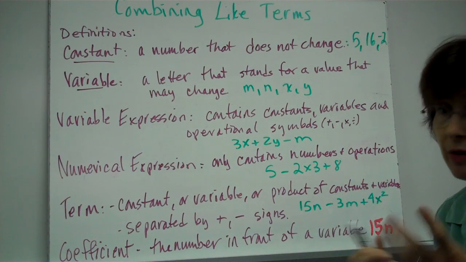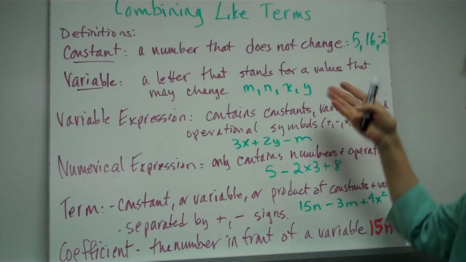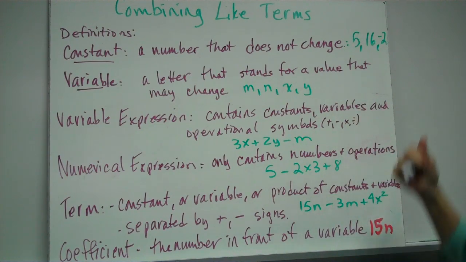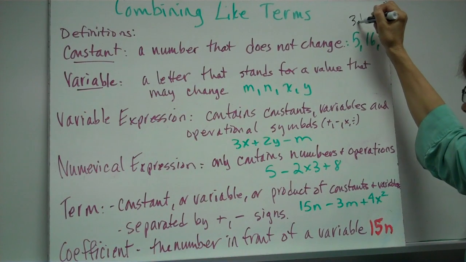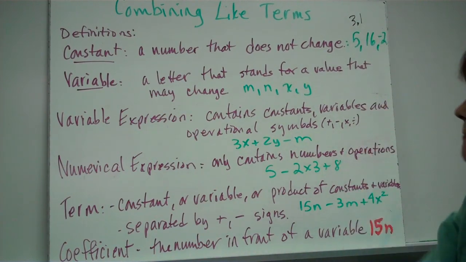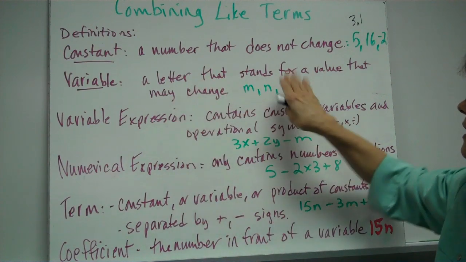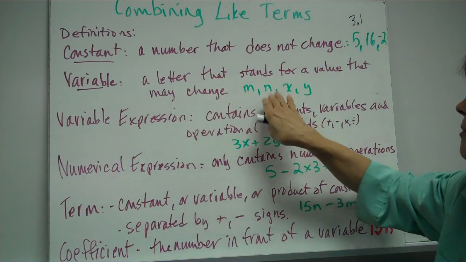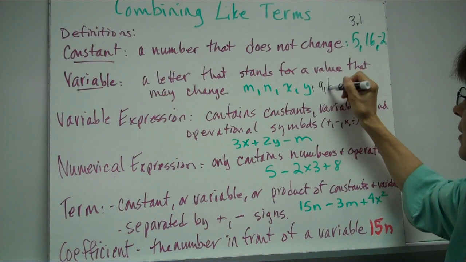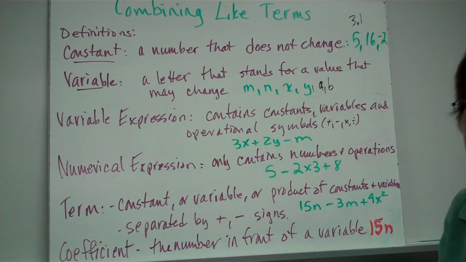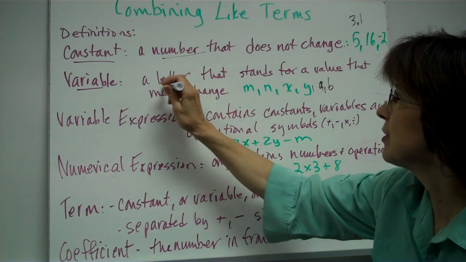It could be a fraction number, it could be a decimal number, but it's just a number like 5, 16, -2, 3.1, any kind of number that doesn't change, okay? And it's by itself. A variable is a letter that stands for a value that may change. You got M, N, X, Y, A, B, okay, all those are variables, letters. So a constant is a number, a variable is a letter.